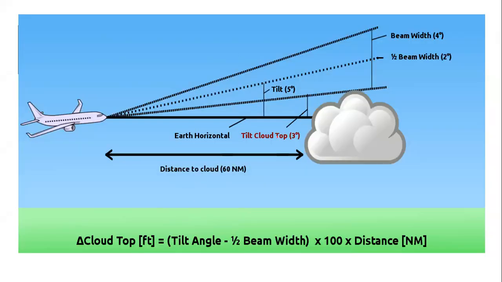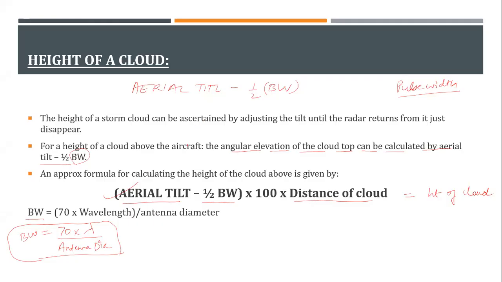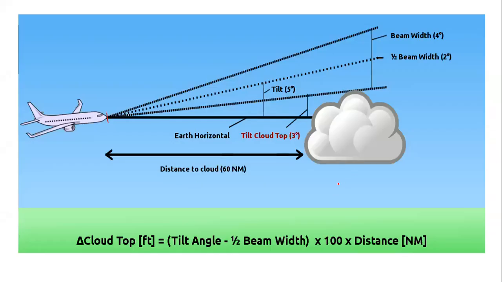So all in all, this is the picture, how it looks like. Okay. So you can see the aircraft. This is the AWR sending out rays. Remember this one, 70 lambda by diameter. Now understand this picture clearly and click a mental screenshot of this so that you remember it.